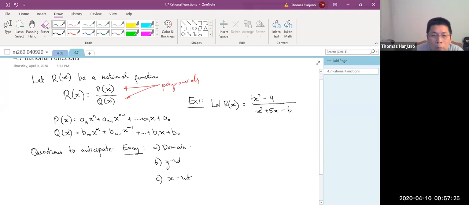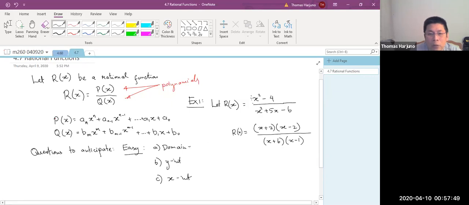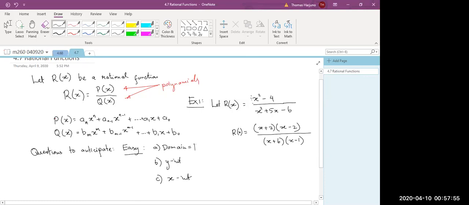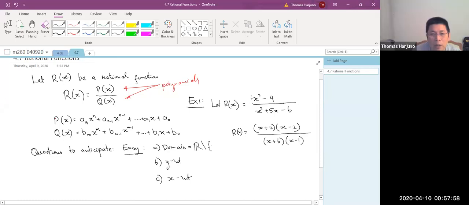For us to find the domain, x-intercept and y-intercept, we will first factor it. At this point, I do not forgive you if you cannot do factoring. That's the rational function. Then from that rational function, what is the domain? All reals except -6 and 1. All real numbers except -6 and +1.